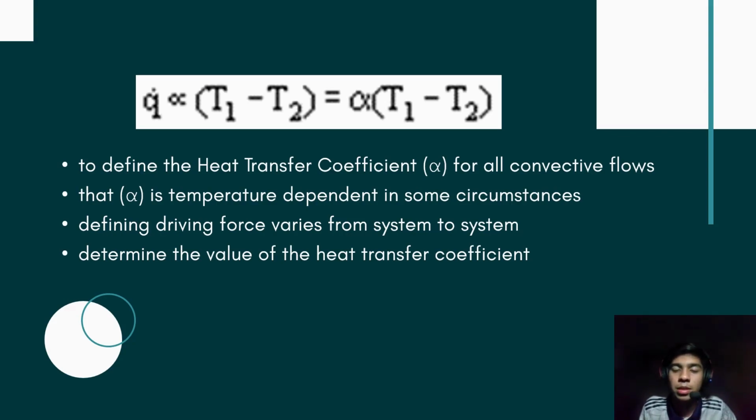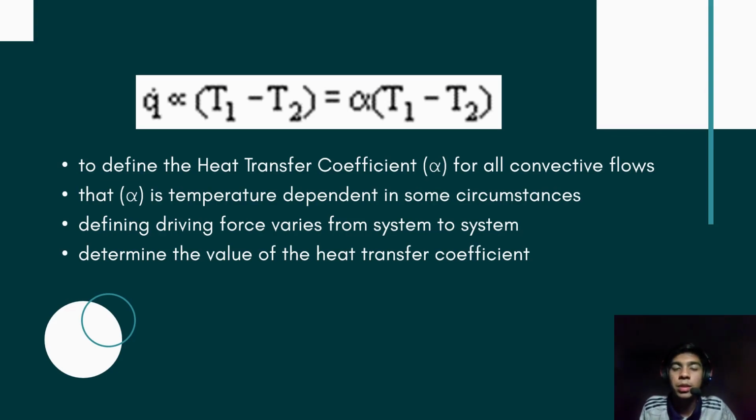It should also be mentioned that the defining driving force varies from system to system, but the complexity of any given process is usually reflected in the formulation of the expression for alpha, the value of which relies on the nature and features of the flow system and ranges from 10 watts for natural convection between air and a vertical plate to 100,000 watts for dropwise convection of saturated water vapor at a vertical plate.